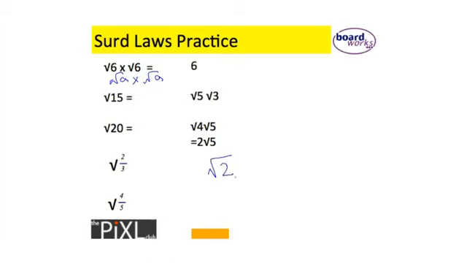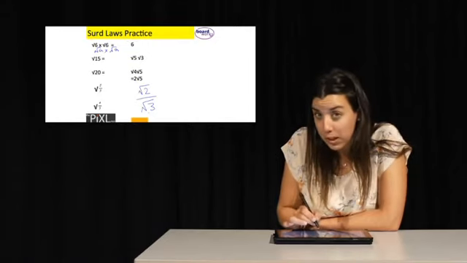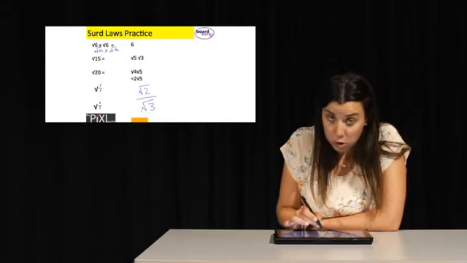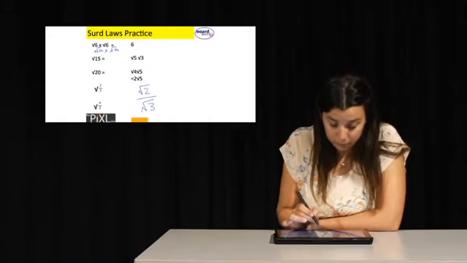Our next example is the square root of 2 divided by 3, which can be split into the square root of 2 divided by the square root of 3. Again, both of these numbers are not square numbers, therefore they are left as surds, square root of 2 divided by the square root of 3.